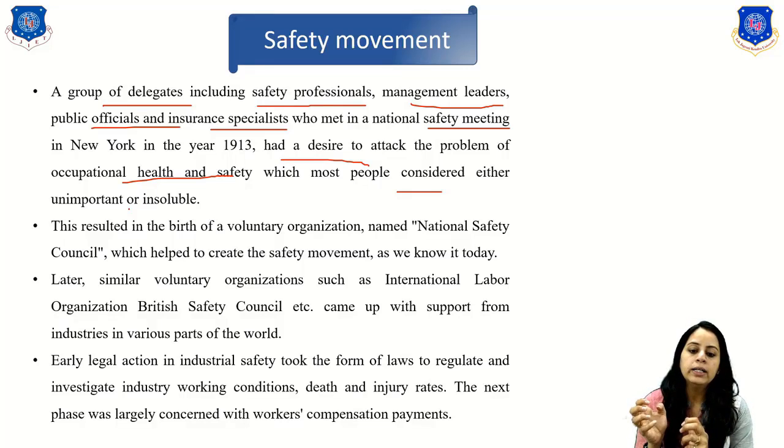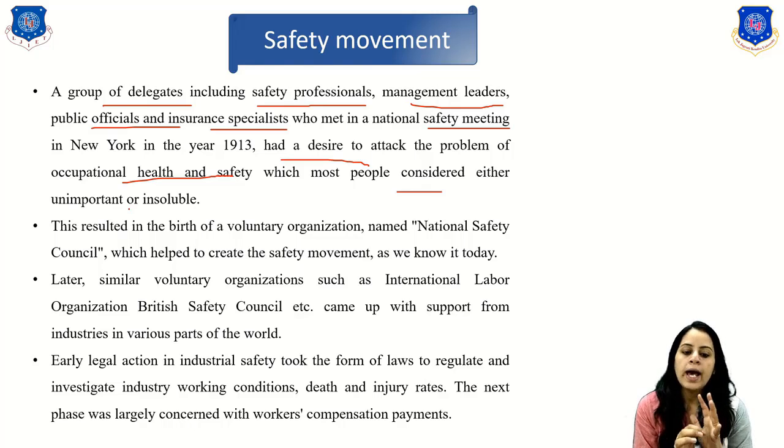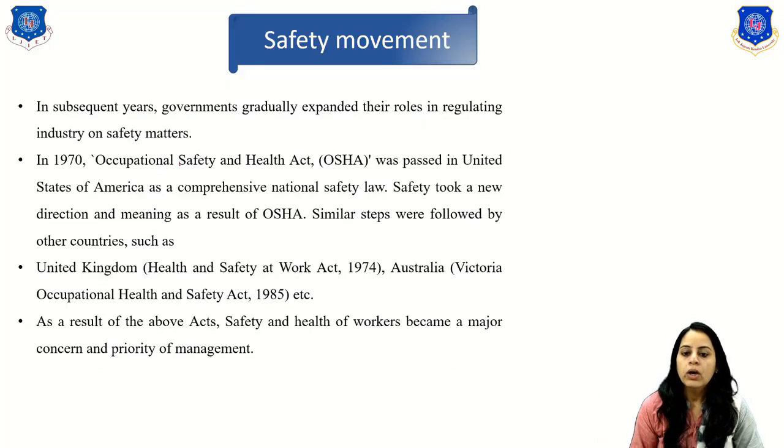So, the early legal action in industrial safety took the form of laws to regulate and investigate industrial working conditions, death and injury rates, and the next phase was largely concerned with workers' compensation payments. In subsequent years, the government gradually expanded its role in regulating industry on safety matters. In 1970, the Occupational Safety and Health Act, which is OSHA, was passed in the United States of America as a comprehensive national safety law.